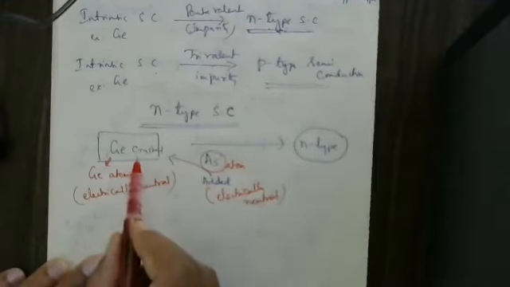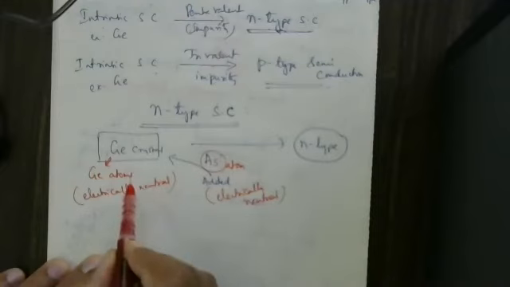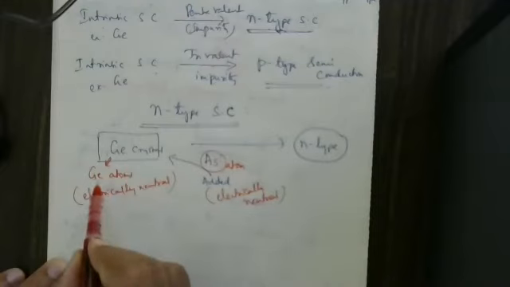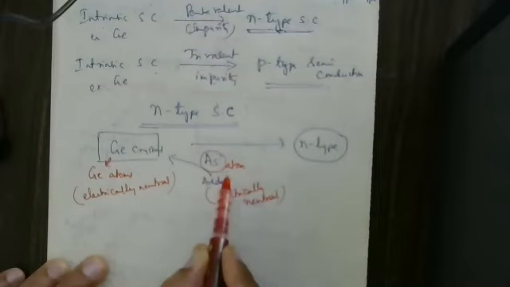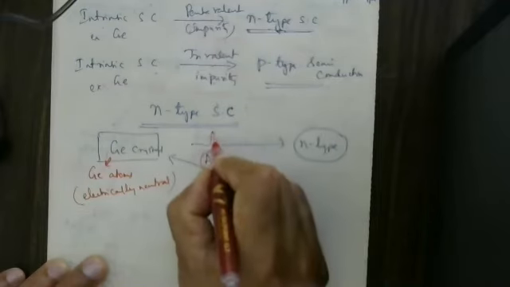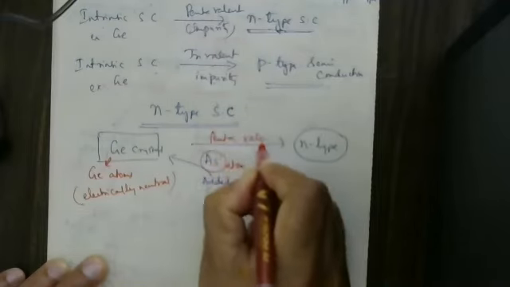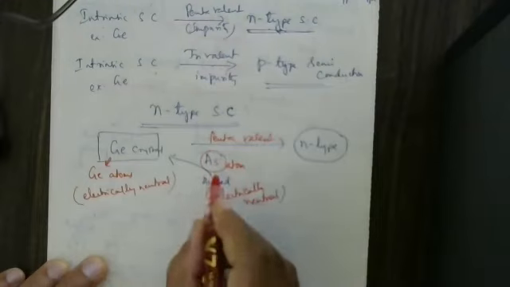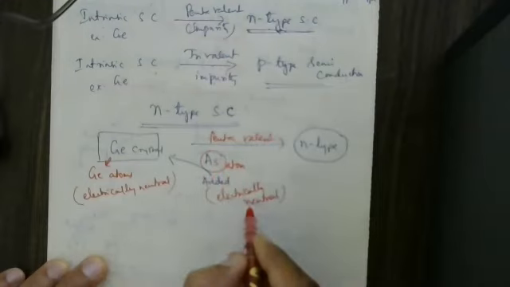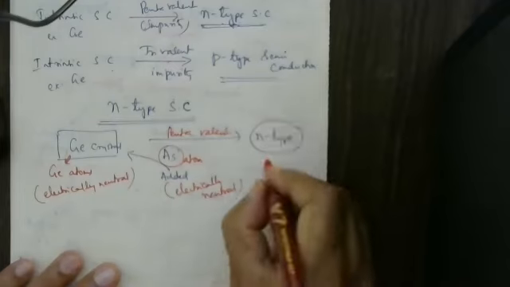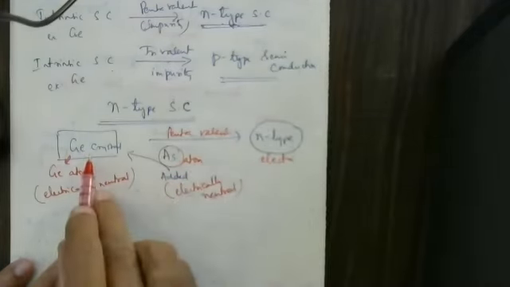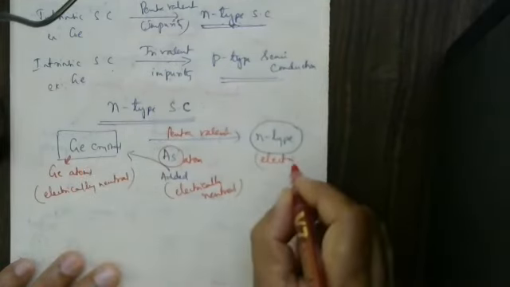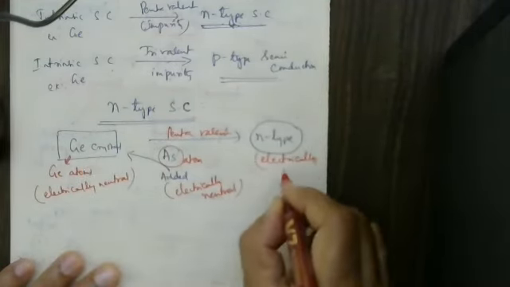For a neutral crystal, an electrically neutral crystal which is containing germanium atoms, each atom is electrically neutral. If you are adding one more atom, that is arsenic as a pentavalent impurity, it has been added here. That is also an atom which is electrically neutral. Therefore, the N-type semiconductor, which is containing the atoms here and atoms here, is also electrically neutral.